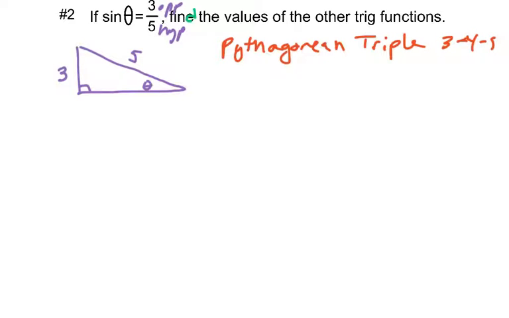There's also a 5, 12, 13 Pythagorean triple. There are a few of them that show up. So other than knowing by a Pythagorean triple that that's 4, we could also actually do the fact that this might be C, this could be A, and what we don't know could be B. And so we could do the Pythagorean theorem and come up with 4 either way.